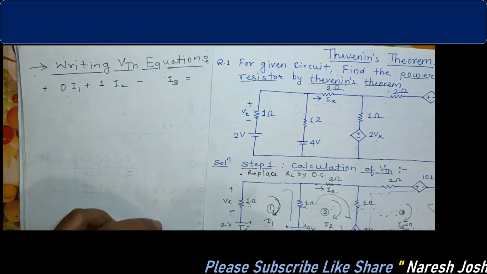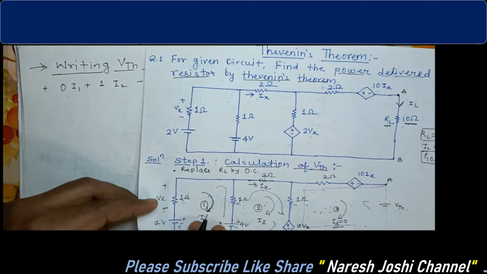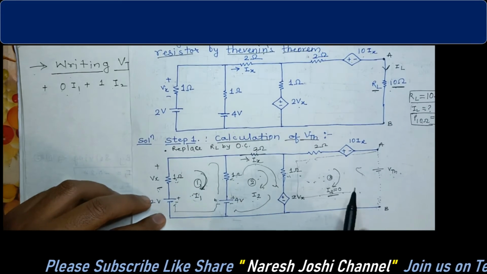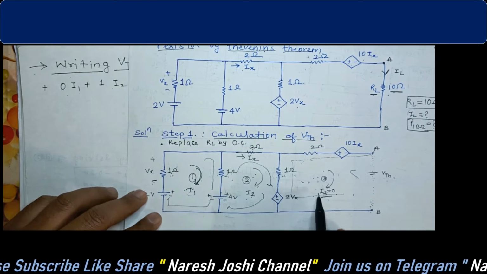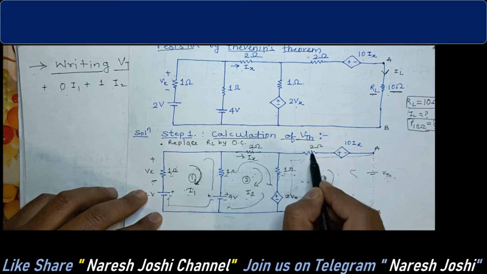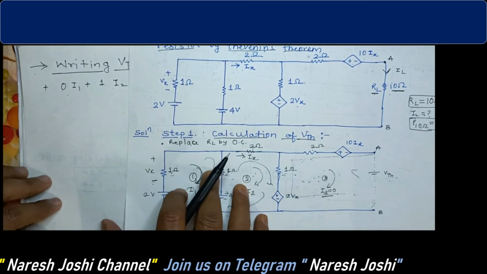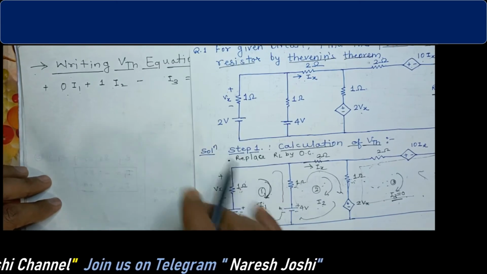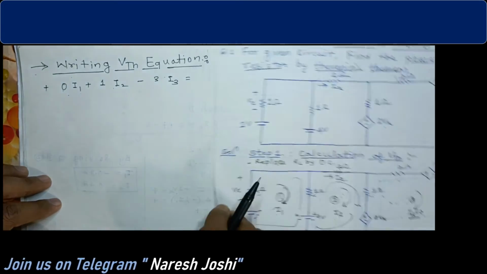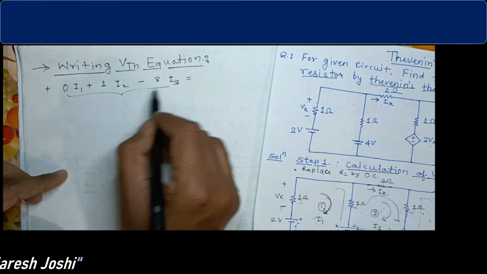And finally, what is the magnitude of I3? So I3 is what passes through the 1 ohm and 2 ohm. Okay, there are two, so I will write here 3. So I will write here the magnitude is 3. Then I will write the VTH equation.